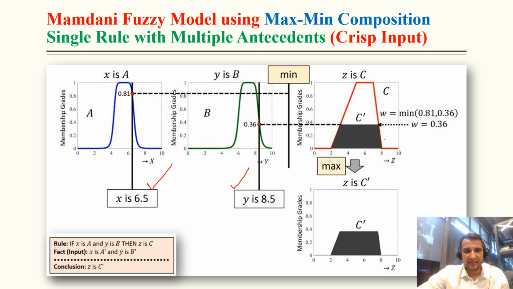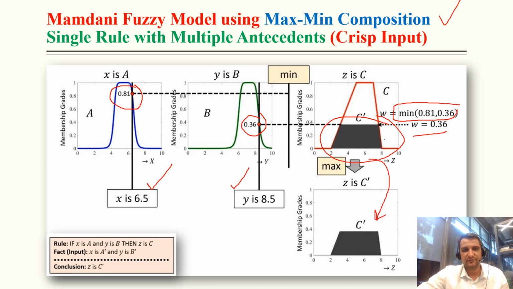So when input x is 6.5, then degree of compatibility is equal to 0.81. When input is 8.5, degree of compatibility is equal to 0.36. So we are going to use max min. So out of this 0.81 and 0.36, we have to consider the minimum value. So minimum value is 0.36. That's why we are going to slice at this level. So final output will be equal to this one.